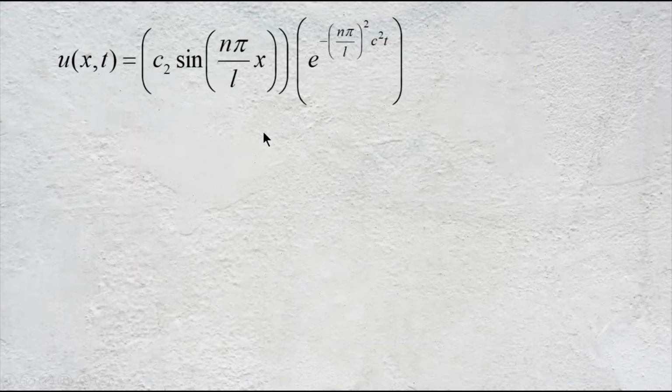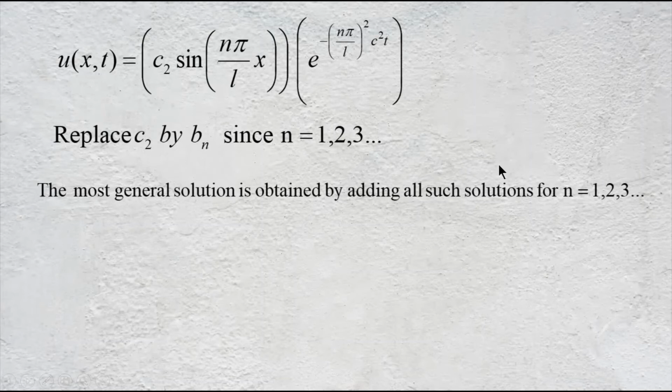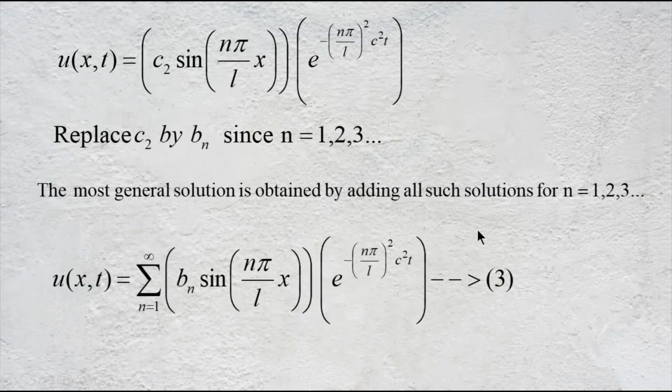Now you know that the value of n keeps on changing. So this is a particular solution of the heat equation. That means before adding, you can replace this constant C2 by Bn, because we have the value of n as 1, 2, 3, etc. Therefore the constant can be replaced by Bn, and upon adding all those solutions we get a general solution. Now this is the general solution. We have finished our step 2 by substituting the boundary conditions.